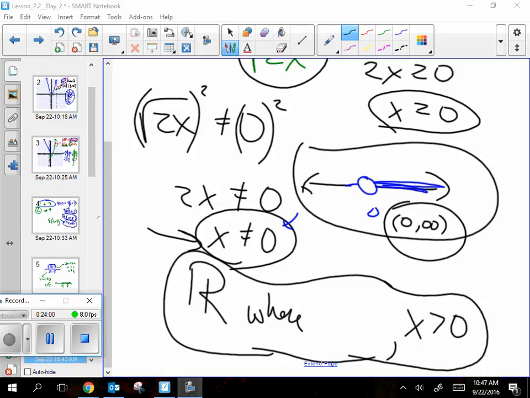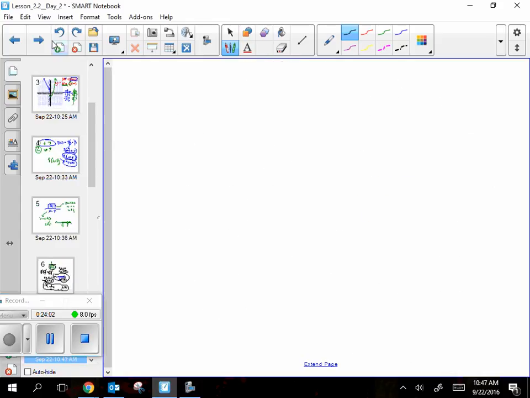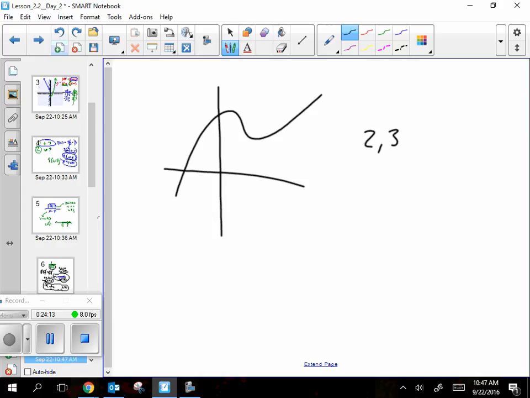All right, got more to learn. Next topic was, how do you tell if something's a function or not? Here's a picture. Function or not? Function, because it passes the vertical line test. Good. Here's some points. 2, 3, 3, 3, 4, 3. Function or not? Yes, it's a function.